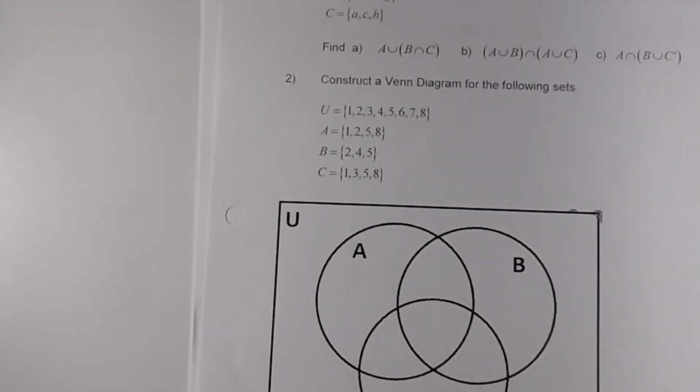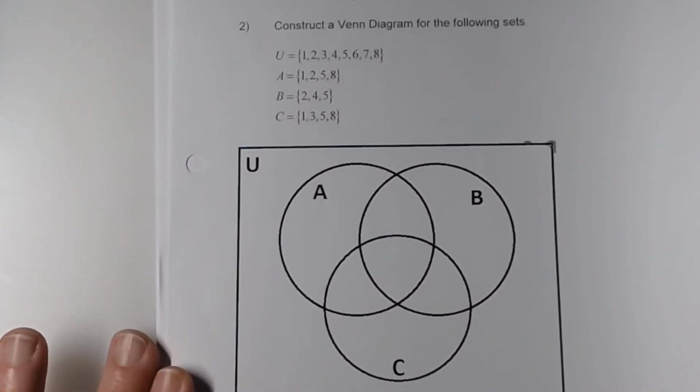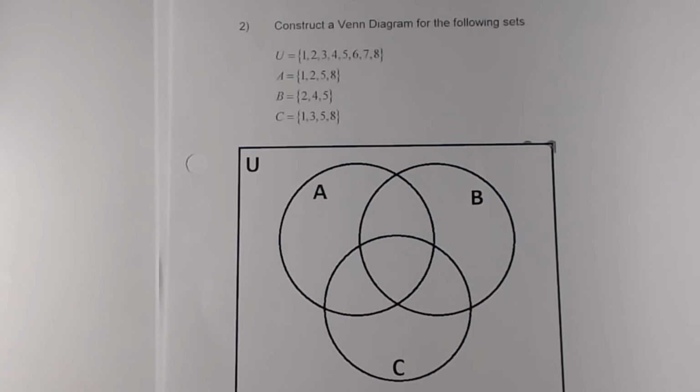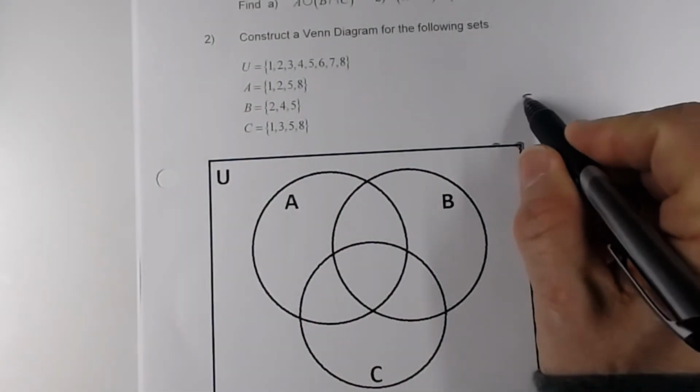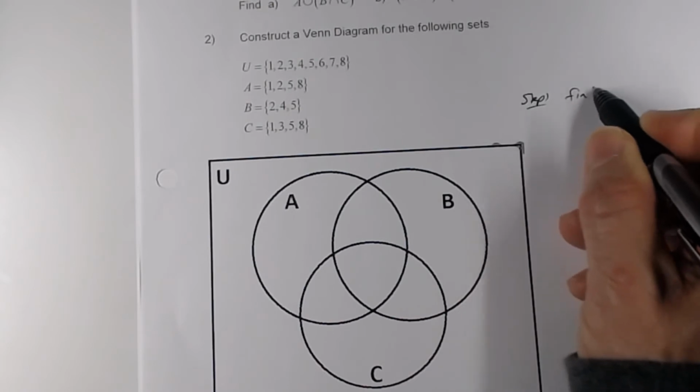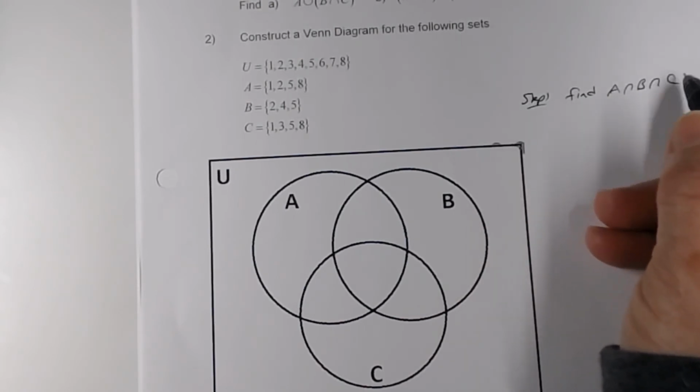So let's go back to our handout and let's do that. So look at our handout. When constructing this Venn diagram, what part do I try and fill in first? Which part do I try and fill in first? The one where they all intersect. Okay, so that means A intersect B intersect C. Y'all agree? So step 1 is to find A intersect B intersect C.